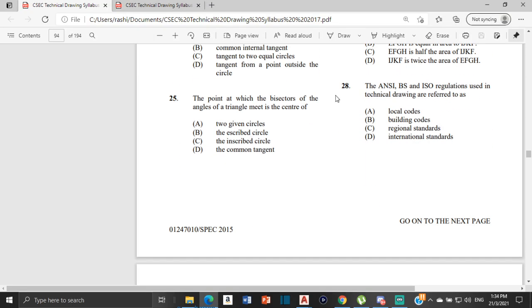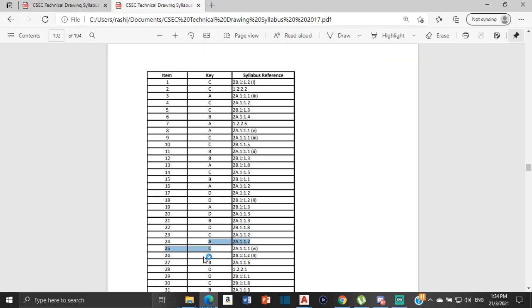Now for 25, the point at which the bisectors of the angles of a triangle meet is the center of what? Is it the 2 given circles, the inscribed circle, the circumscribed circle, or the common tangent? Should be C, the inscribed circle for 25, but let me see. Yeah, 25 is C, the inscribed circle.